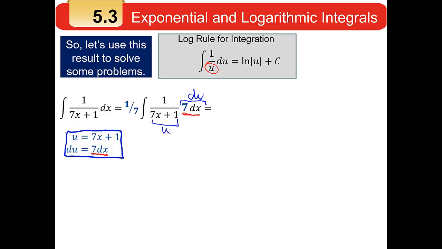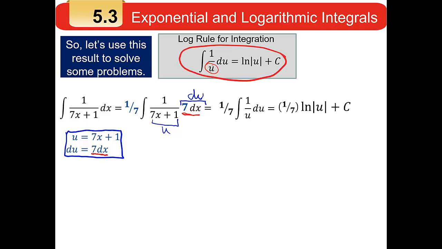7x plus 1 is u, 7 dx is du, so that integral becomes 1/7 times the integral of 1 over u du, and the formula for the log rule says that comes out to be the natural log of the absolute value of u plus c, and remember that 1/7 is sitting there, and don't forget to put the plus c. And as always, the final step is to get rid of the u and put back in what u is equal to, which in this case is 7x plus 1. Simple.